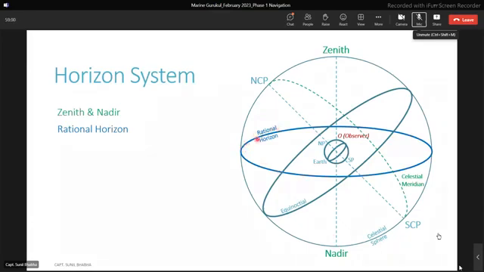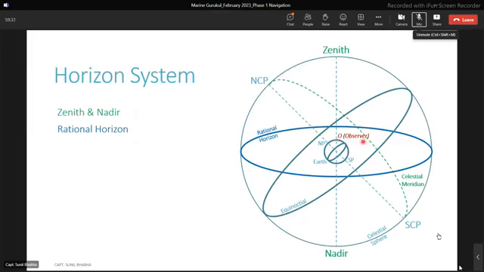So we use the rational horizon as our reference, and we use these 2 points, the zenith and the nadir, as our references. Now, if you look carefully, the rational horizon basically divides the celestial sphere into 2 parts. That part of the celestial sphere which is above the rational horizon, you see this particular part of the celestial sphere which is above the rational horizon, is what will be visible to this particular observer.